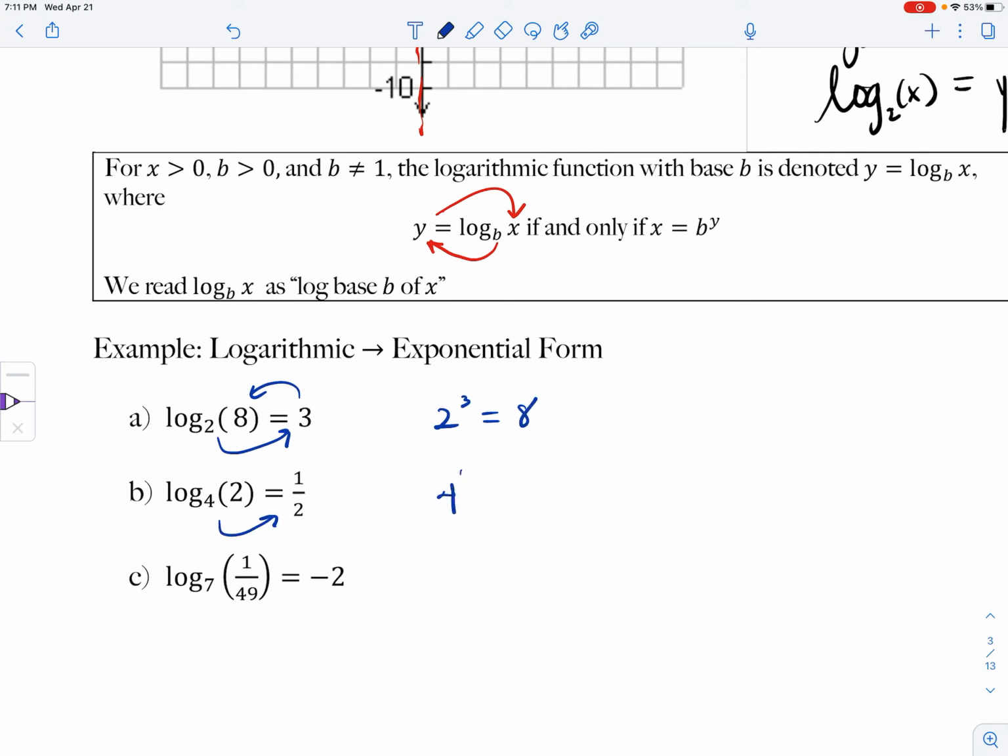4 to the 1/2 power is equal to 2. 7 to the negative 2nd power is equal to 1/49. Okay, all three of those are the equivalent exponential form of the logarithmic statement.